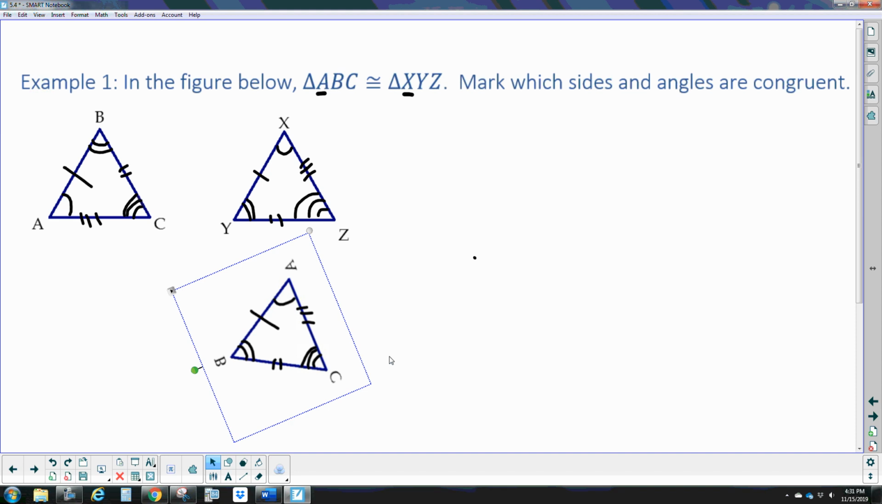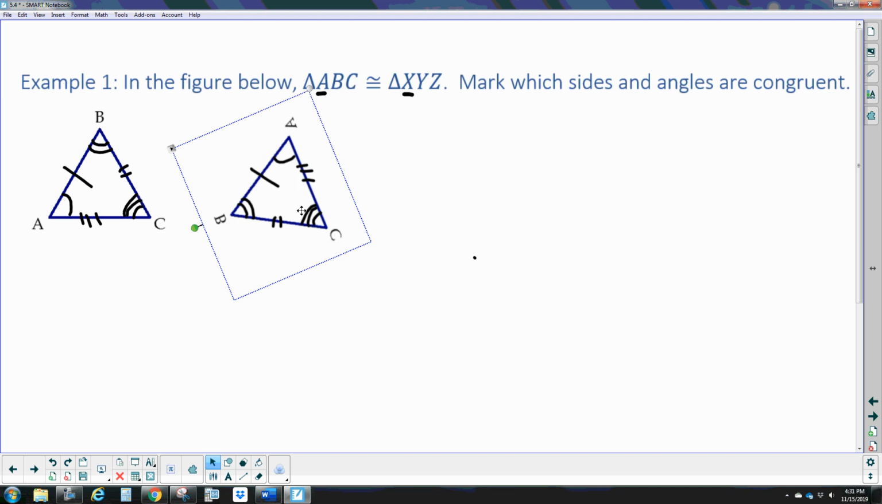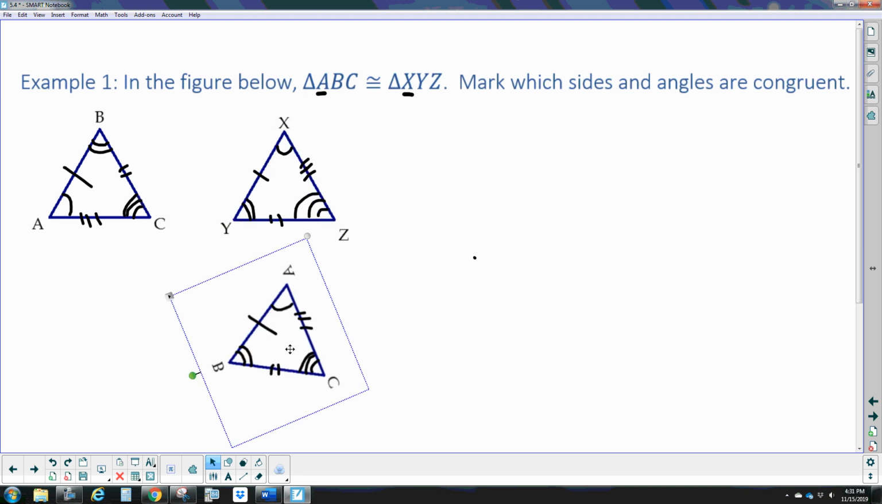Now, it doesn't ask us to actually do that. It doesn't ask us to actually reflect it or rotate it, or what kind of transformation we would need. But if you have two congruent triangles, you can transform one triangle so it directly overlaps the other triangle. Okay, which is what I would do after I reflected it and rotated it.